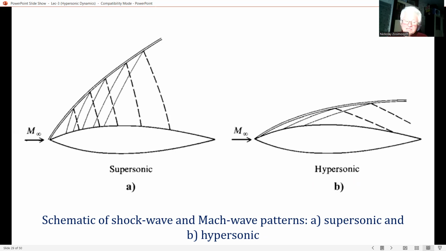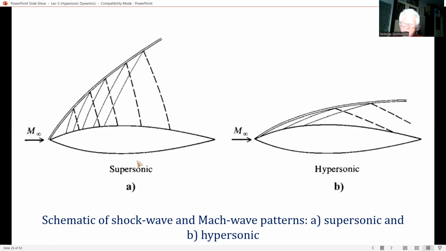And this expansion wave reflects from the shock wave. The reflected wave propagates back to the body surface, as shown by the dashed line in this figure. Shock expansion theory ignores the effect of these reflected waves on the body surface pressure. Now, consider just the supersonic case sketched in the left figure, figure A.